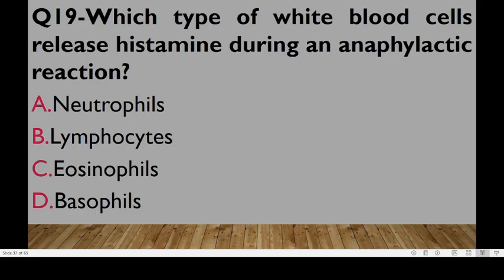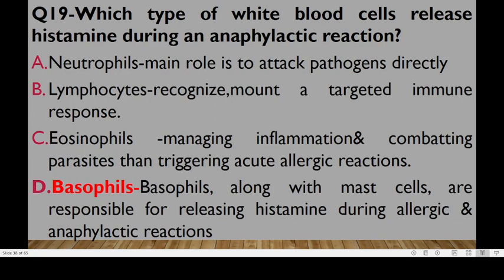Which type of white blood cells release histamine during anaphylactic reactions? Basophils, along with mast cells, are the ones responsible for releasing histamine during allergic and anaphylactic reactions. Eosinophils, on the other hand, are important in managing inflammation and combating parasites rather than triggering acute allergic reactions. Lymphocytes recognize and mount a targeted immune response, while neutrophils' main role is to attack pathogens directly and not releasing histamine.